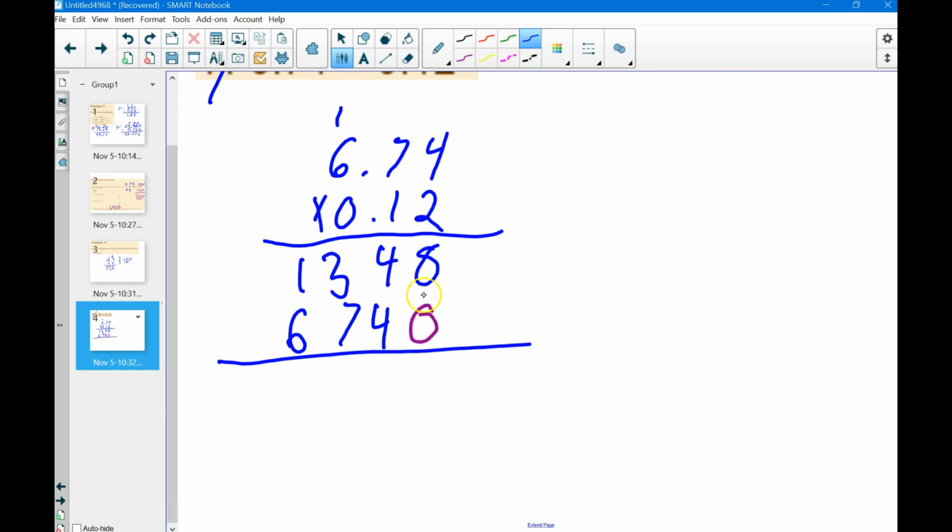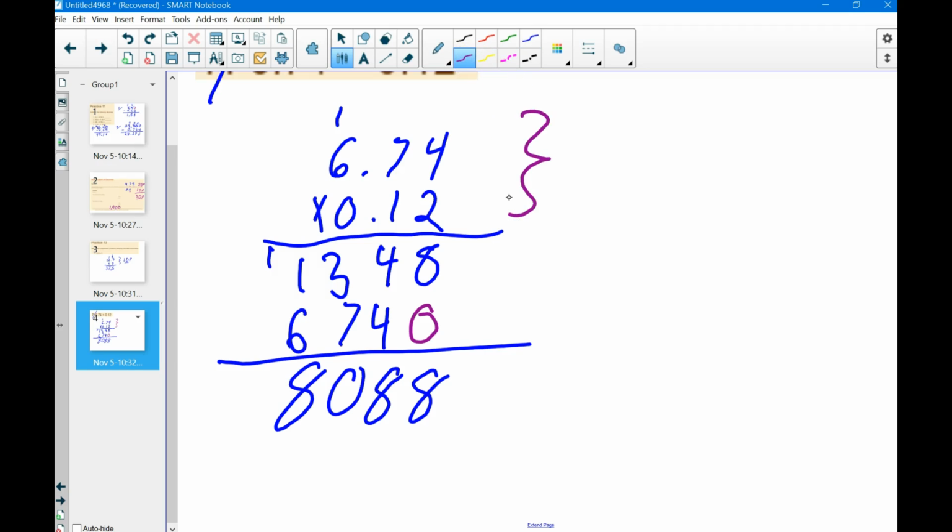So I have 8 plus 0 gives me 8, 4 plus 4 gives me 8, 7 plus 3 gives me 10, it's 0 and I carry 1, and 6 and 2 is 8. Now, check this out. The thing we've got to be concerned with is how many decimal places we have in this multiplication.